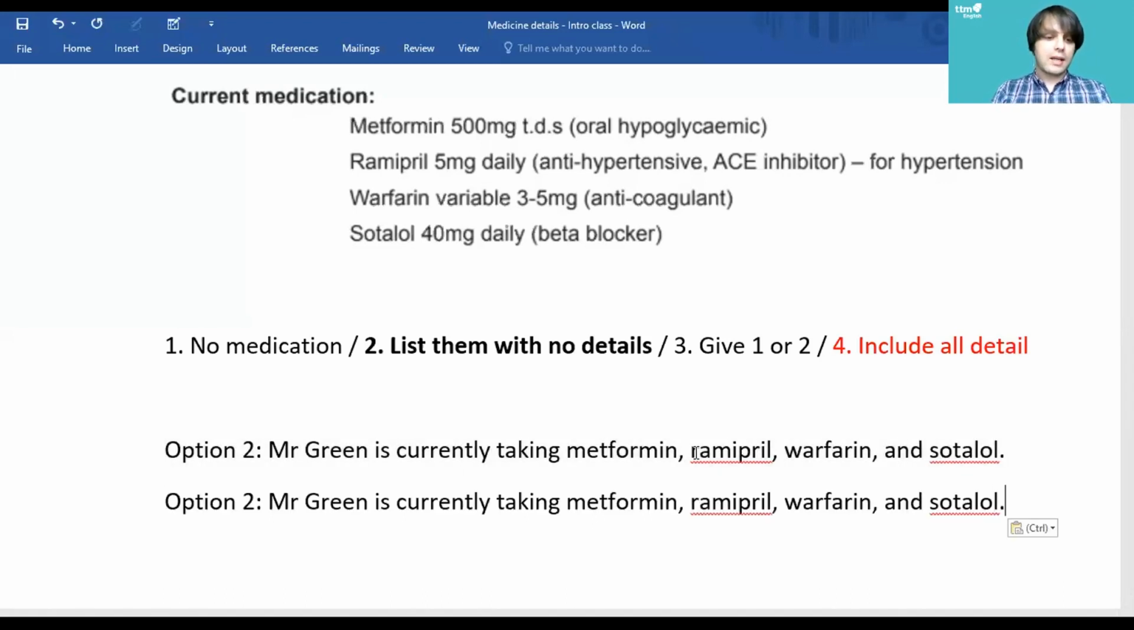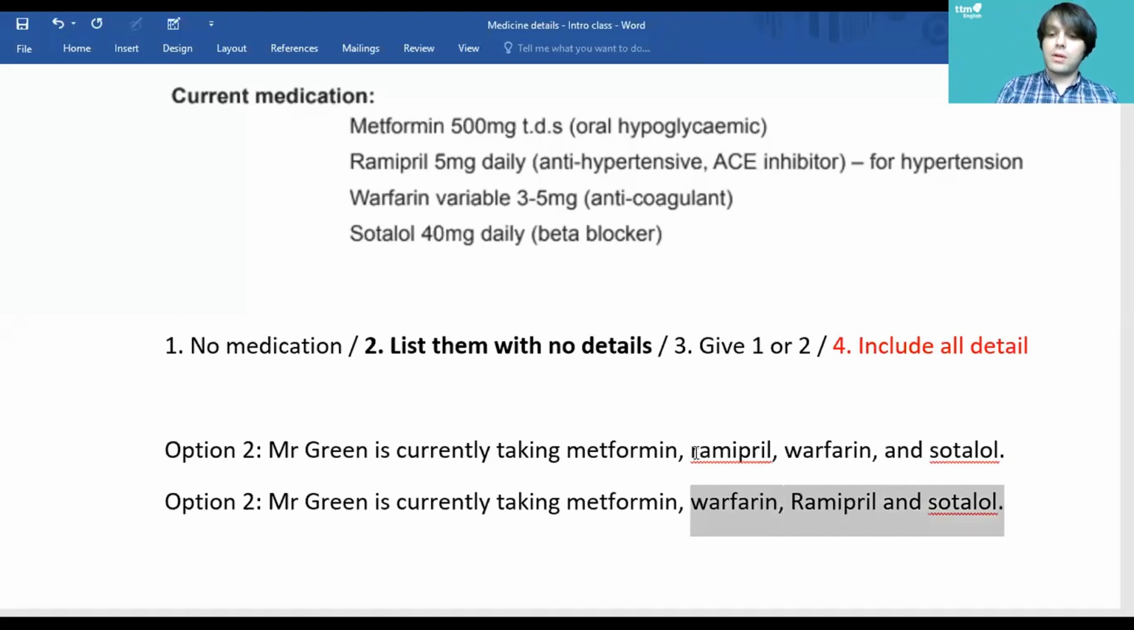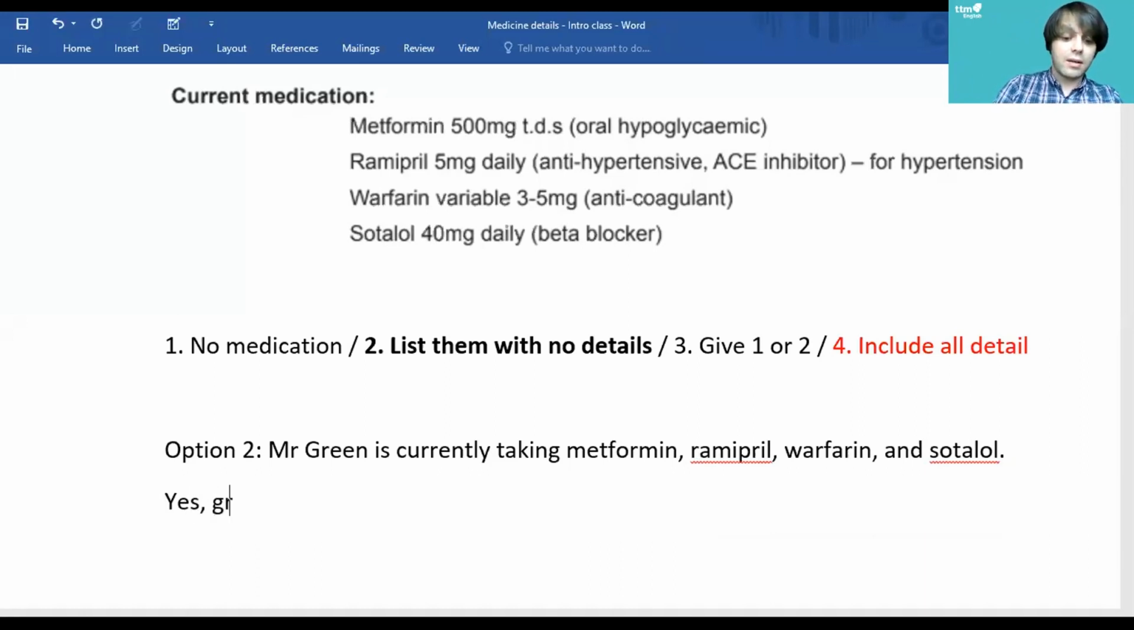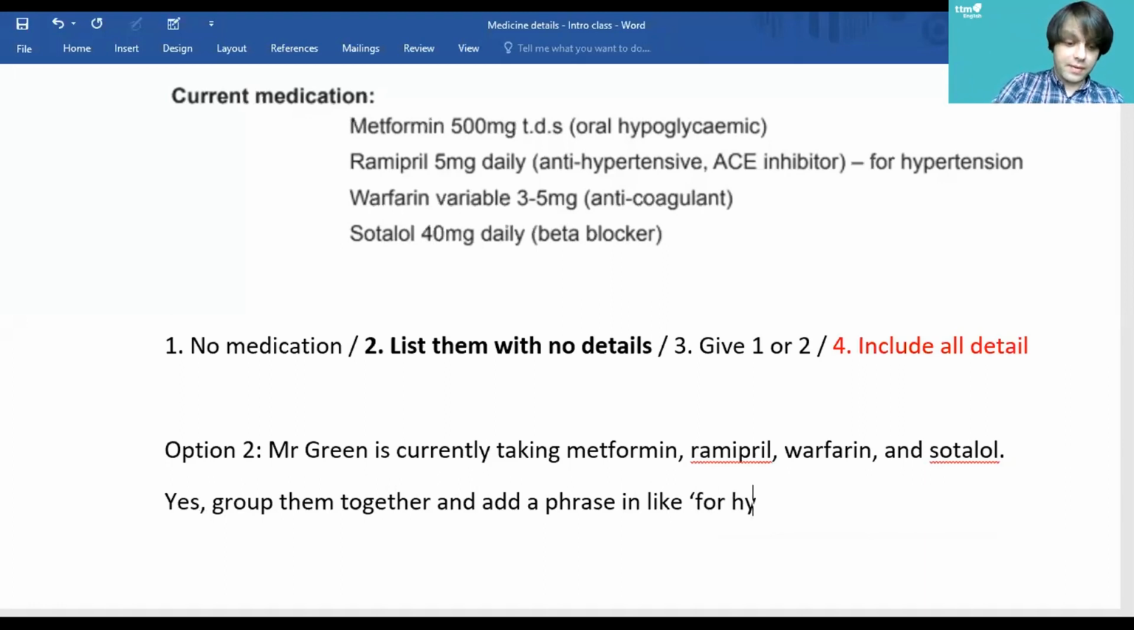So she could say, you mean like this? Put them here and then say something. Say the sentence, Han, and I'll type it. Metformin, anti-hypertensive such as ramipril and sotalol, as well as... Okay. Well, just for speed, I'm going to say yes. Group them together and add little phrases in if you want. Add a phrase in like "for hypertension." Yeah, that's good. If you can do that, that's fantastic.